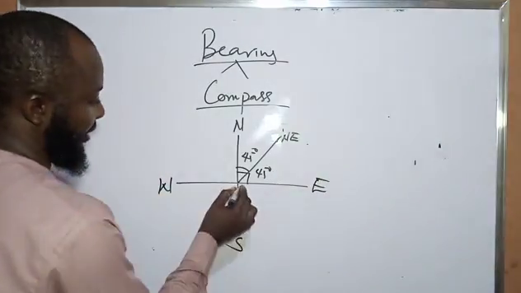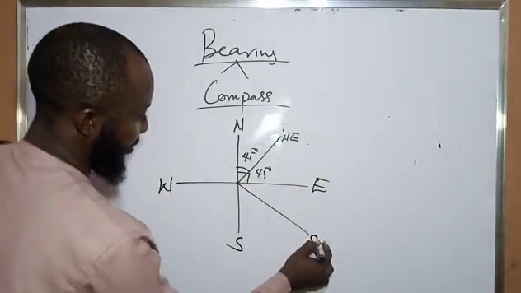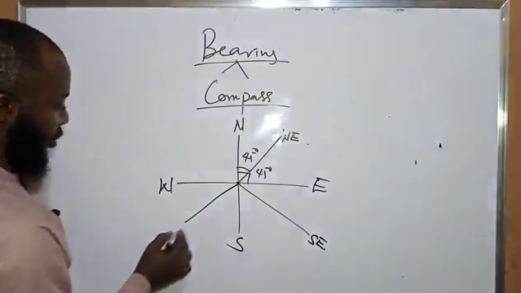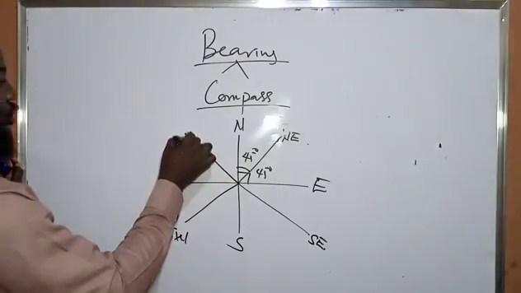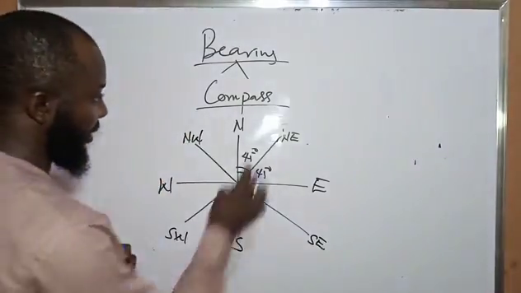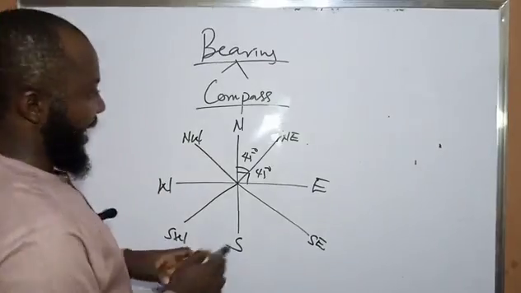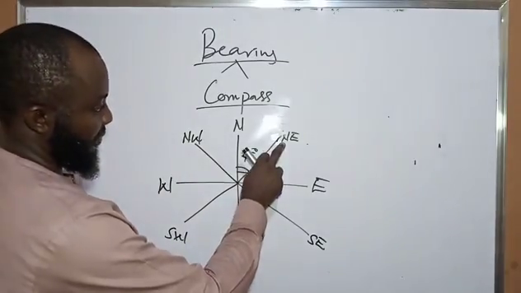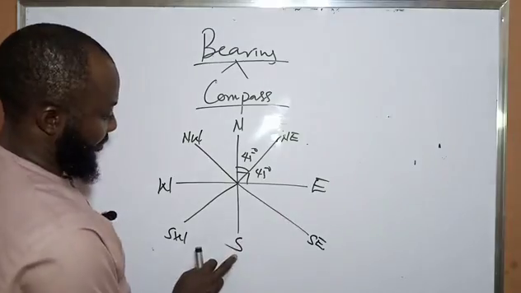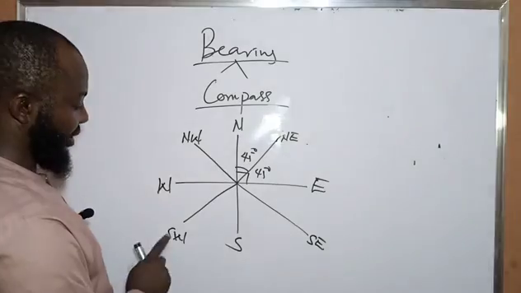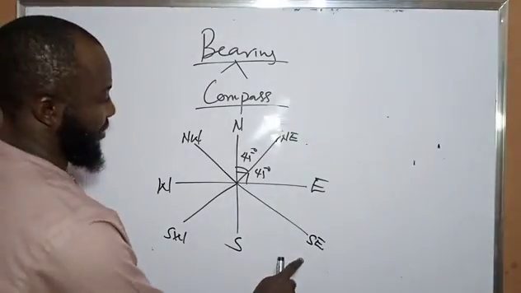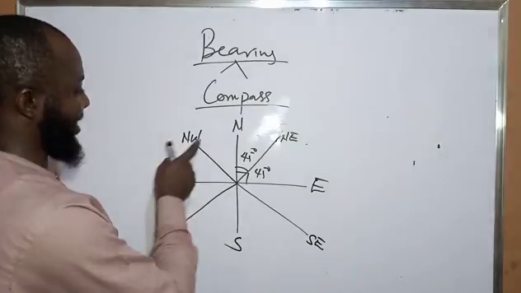Northeast. And here will be what? Southeast. While this will be what? Southwest. And this will be what? Northwest. You notice that I started from the north towards the east, from the south towards the east, and from the south towards the west. I did not say west south, east south, east north, or west north.